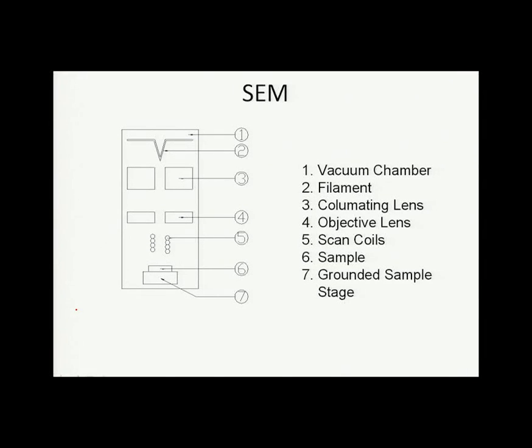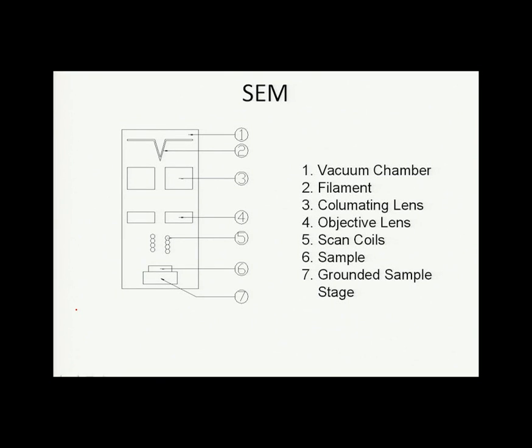So here is a little diagram of an SEM. Part 1, you see that this entire thing has to be housed inside of a vacuum chamber. The second element here represents the filament, the tungsten filament, which is where the electrons are emitted. The third one is a collimating lens, which is used to change the basic size of the electron beam as it comes down the column.